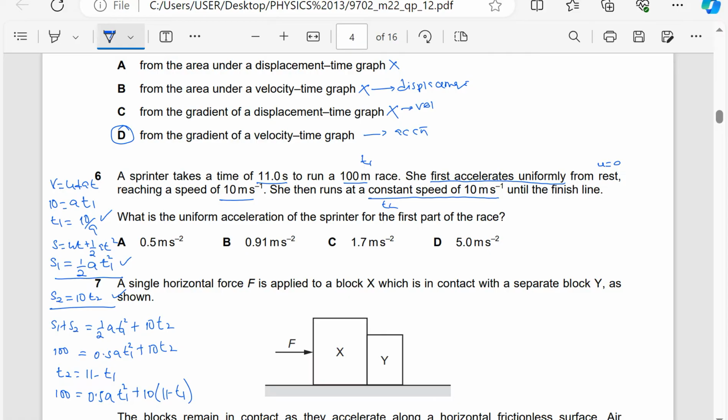So I now have that 100 is equal to 0.5 times a, where there is t1 squared, I'm going to put there 10 over a. Remember t1 was 10 over a, but squared. Then plus 10 into 11 minus t1, which is 11 minus 10 over a. Okay, so I have to solve this.